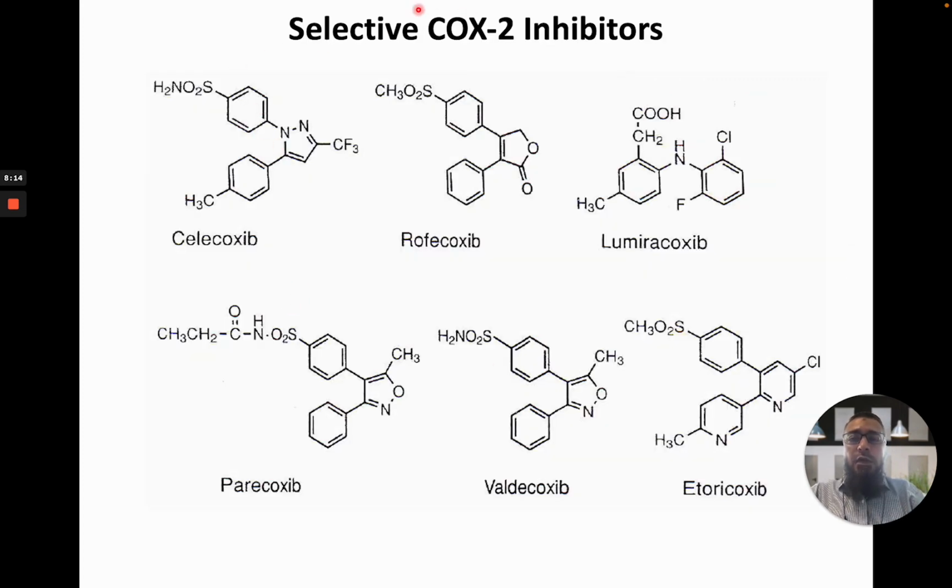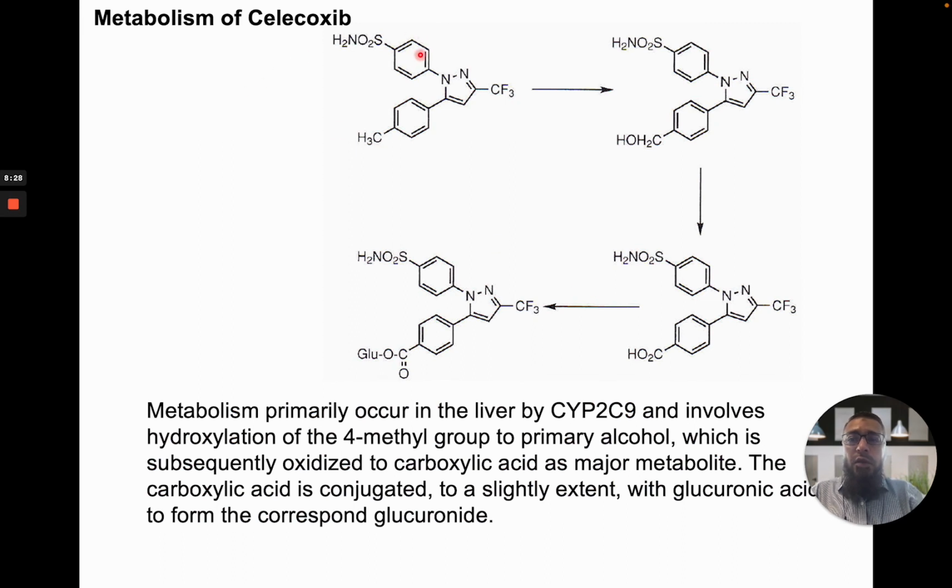Now these are some of the examples of COX-2 inhibitors: Salicylate, Rofecoxib. These are some of the examples of selective COX-2 inhibitors. This is the metabolism of the salicylate, which is converted by hydroxylation at this methyl position to this hydroxylated derivative, and further the hydroxyl is converted to carboxylic acid and then to a glucuronide derivative. This metabolism occurs in the liver by the cytochrome CYP2C9 and involves the hydroxylation of the 4-methyl group.